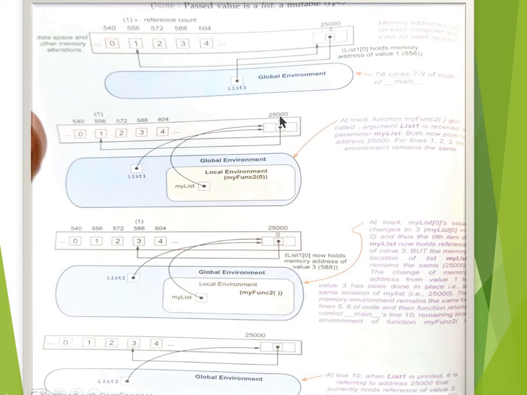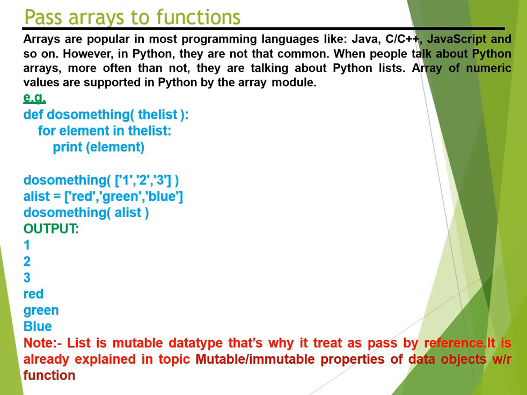So 0 means it is referring here to the first element 1, that will be changed into 3. So that will be changed here. So there is no change in the list memory address, only the first element of the list will be changing from 1 to 3. So that address only will be changing. Okay, so once it is done, the local environment will disappear, and finally you will be printing only 3 as the output. Okay, now pass arrays to functions.